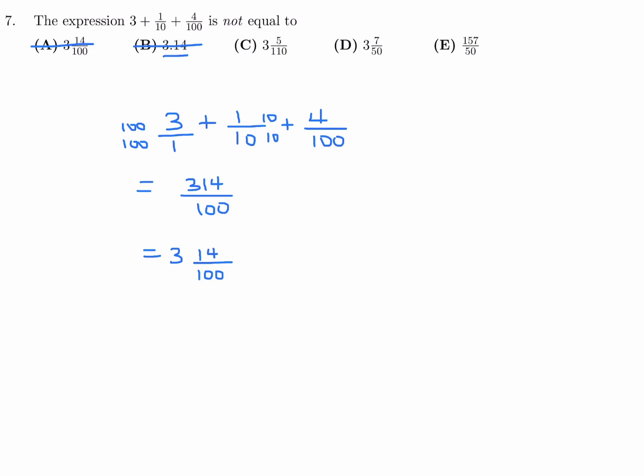5 over 110. Well, that doesn't look anything like this. So that's probably the right answer, but let's just go through the other ones. 7 over 50, well, that's just this part reduced to lowest terms. So that is equivalent. 157 over 150 is this chopped in half, top and bottom, 157 over 50, as you can see. So that is equivalent. So the only one that's not equivalent is this one. Number 7 is C.